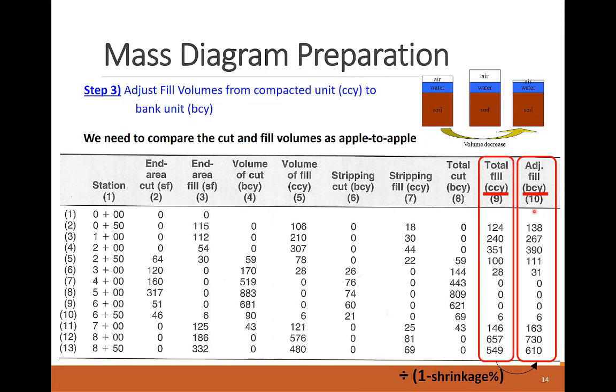The next step is where we bring the cut and fill volumes to apple-to-apple values. Remember that we are preparing this mass diagram to be able to balance the cut and fill volumes, which we cannot do if they have different measurement units. So we are transferring the fill quantities from compacted cubic yards to bank cubic yards by dividing over the complement of the shrinkage percentage value. Please refer to the previous lesson where we covered the soil properties to review the soil transformation between bank and compacted states.